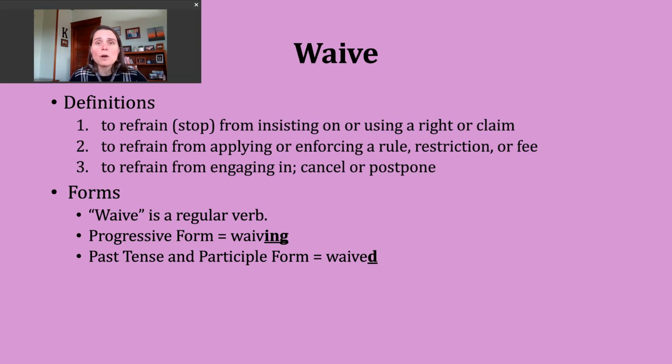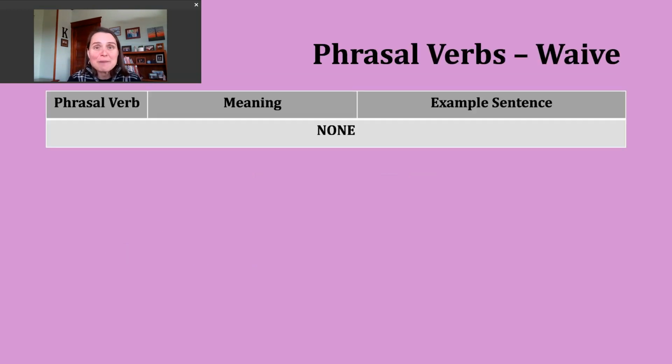Our base verb, waive, ends in a voiced consonant sound, a V sound. Because it's voiced, this means that our ed ending is just going to make a D sound, and we're not going to add an extra syllable as we say it. So it should sound like this: waived, waived. Okay. Now, you might be happy to know no additional phrasal verbs for us to discuss today.